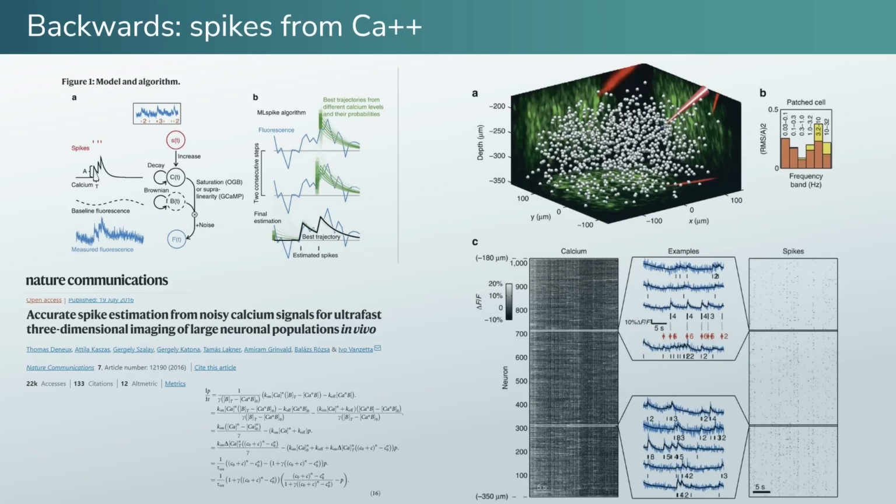Scientists, we among them, have tried to establish a firm relationship between the two signals, taking into account the characteristics of the indicators as well. They constructed complex algorithms to try and decipher spike trains behind the calcium signal, using pages of complex equations like the ones you can see here.